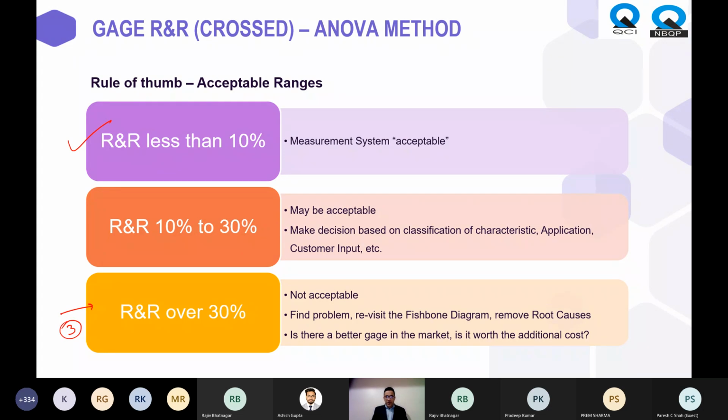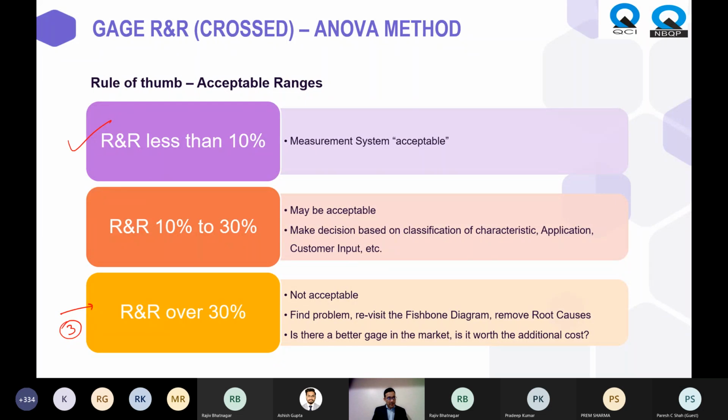So we have to find the problem, we have to do a fishbone, do root cause analysis, and we also have to incur additional cost, because we have done so much exercise and came to know our measurement system was not capable. We have to improve it further. So we have to do the complete exercise again and improve our measurement system.